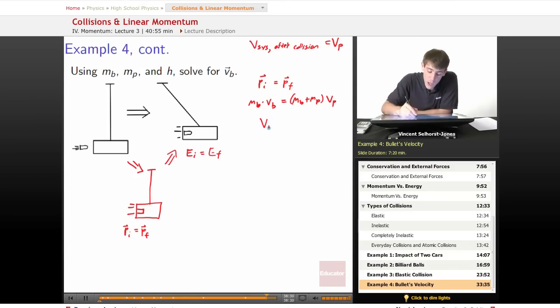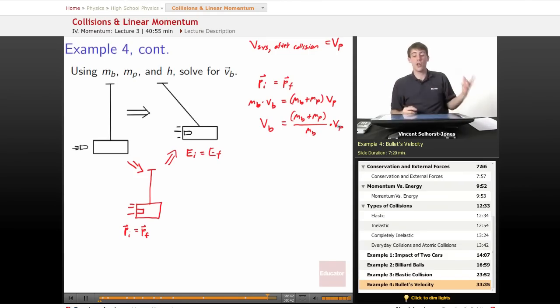So we can figure out what the velocity of the bullet is in terms of the mass of the bullet plus the mass of the pendulum, divided by the mass of the bullet, times the velocity of the pendulum. But we're not able to solve for this. We still need to find out what the velocity of the pendulum is. We don't know what the velocity of the pendulum is. Remember, we only have the height is what we're going to have to figure out.